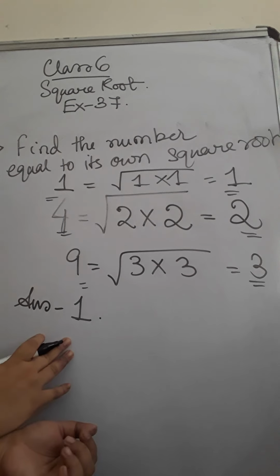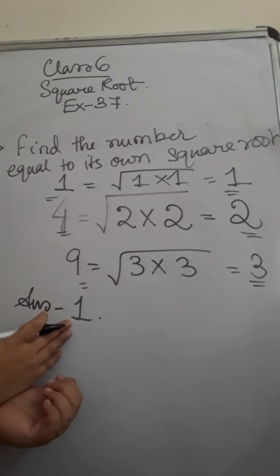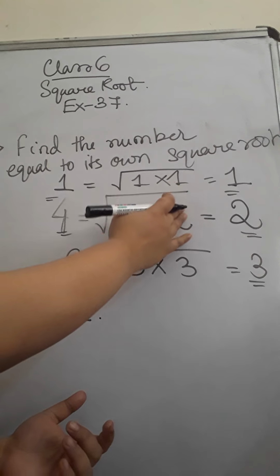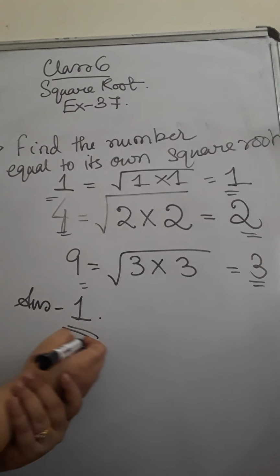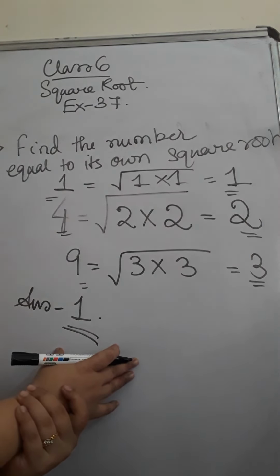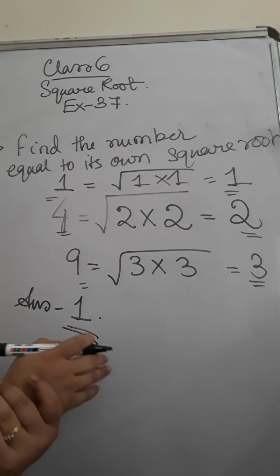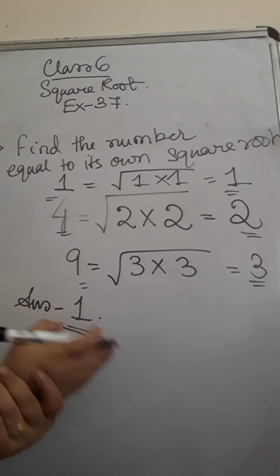So 1 is the only number which matches with its own square value. If you square or multiply the same number twice, then also you get 1. And 1 is the number which matches with its square root value. So if you find the square root also, you will see that the answer matches with the number. So 1 is a unique type of number whose square and the square root value is equal to the number itself, which is not possible for any other numbers excepting 1.